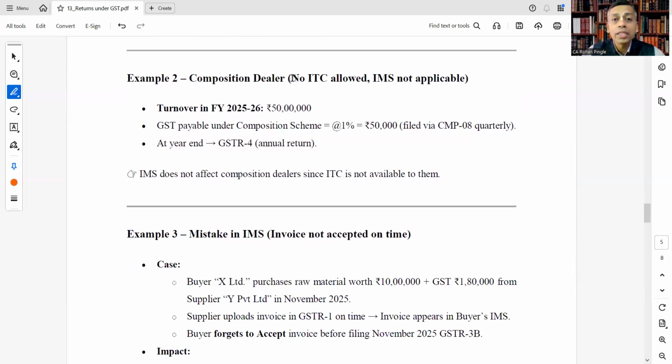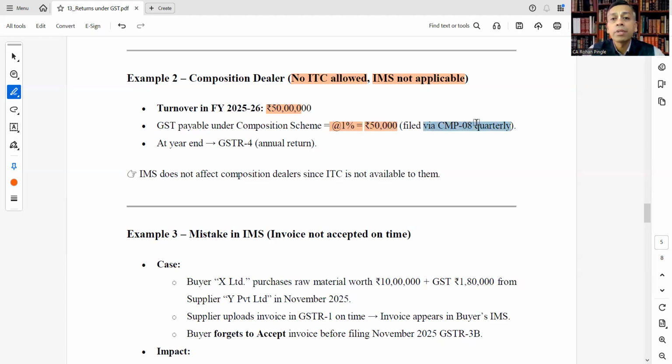Composition dealer. No ITC allowed. IMS not applicable. A composition dealer cannot claim ITC at all. So, turnover of financial year 25-26 is 50 lakhs. GST payable under the composition scheme at the rate of 1% is 50,000.